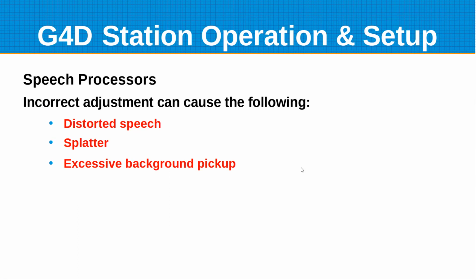All right. If you incorrectly adjust your speech processor, you can cause distorted speech, splatter, because you're over modulating, and excessive background pickup. I'm not sure I understand that. Why that? So if someone is sitting 3 feet from your box mic and your box mic is hearing them fine, you're also hearing everyone else in the house. The parakeet, the dishwasher. Well, I understand that, but what's that got to do with adjustment of the speech processor?